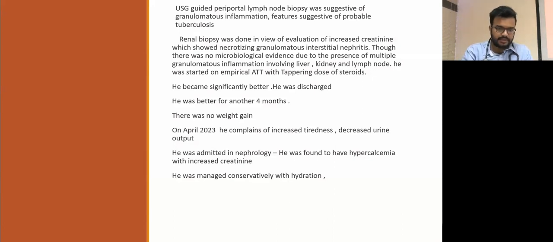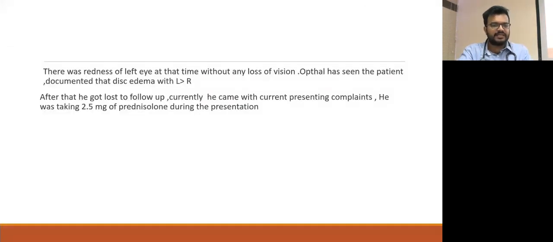During this time, he complained of redness in the left eye, but without any vision loss. They sent for an ophthalmology consult, and the ophthalmologist documented disc edema which was more in the left compared to the right, and he was asked to follow up in the neurology department for further management, but he was lost to follow up, and he currently came to us with his presenting complaints. The steroid dose was getting tapered, and at the time of presentation he was taking only 2.5 mg of prednisolone, and his symptoms worsened during the tapering of steroids.